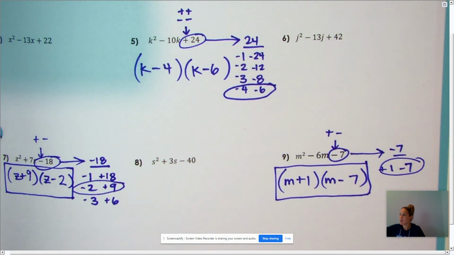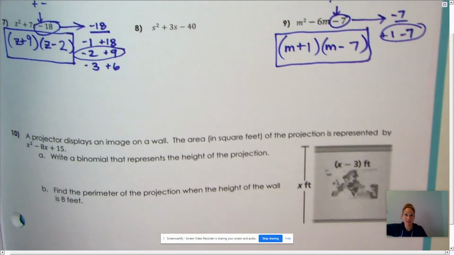All right, for the last problem, we got a word problem here. So just skip it. No, I'm just kidding. We don't skip those. We're going to work through it.